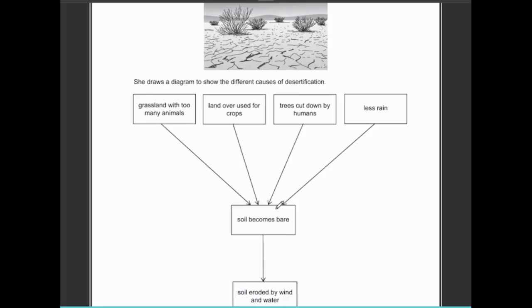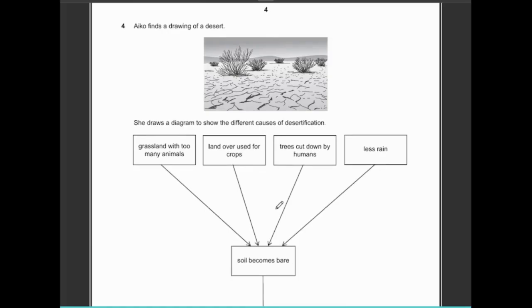Now, Aiko finds a drawing of a desert. Fine. She draws a diagram to show the different causes of desertification. Desertification means land which was having water, but because of deforestation and many other reasons, the land is now in a desert form. That means there is no water, less amount of water, or population or animal habitat there.